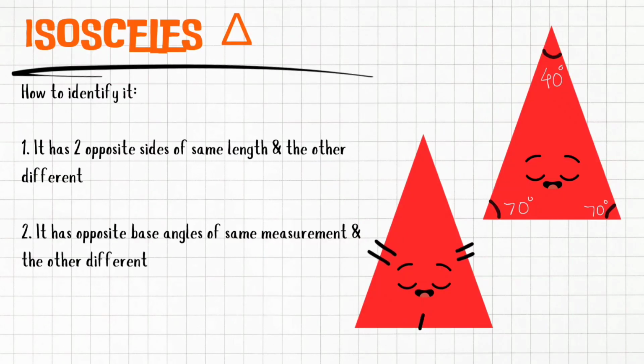To identify an isosceles triangle, it has two common sides and the third side is different. Now when talking about its angles, the base angles which are opposite to one another are always equal in measure and the third angle is a different angle.